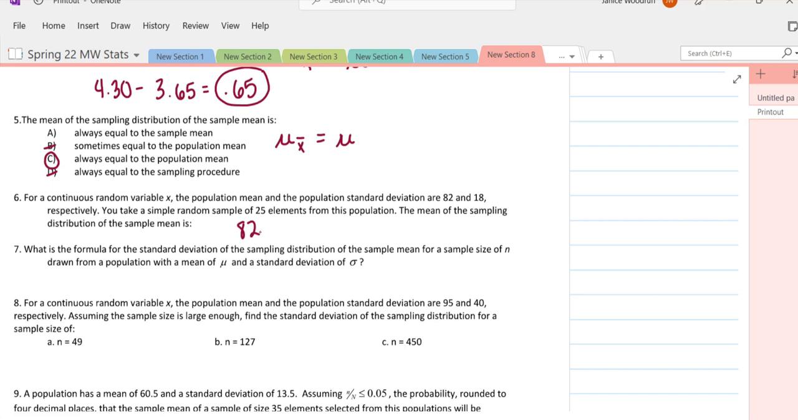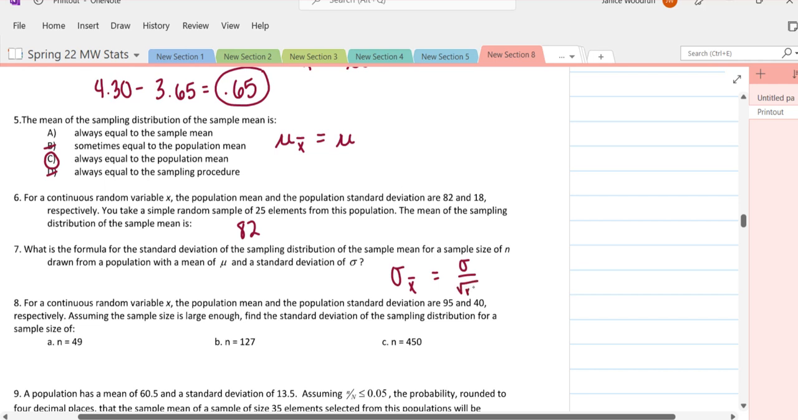All right, number 7. What is the formula for the standard deviation of the sampling distribution of the sample mean for sample size n, drawn from a population with a mean of mu and a standard deviation of sigma? That's just, good. Yep. Standard deviation of the population divided by square root of the sample size.